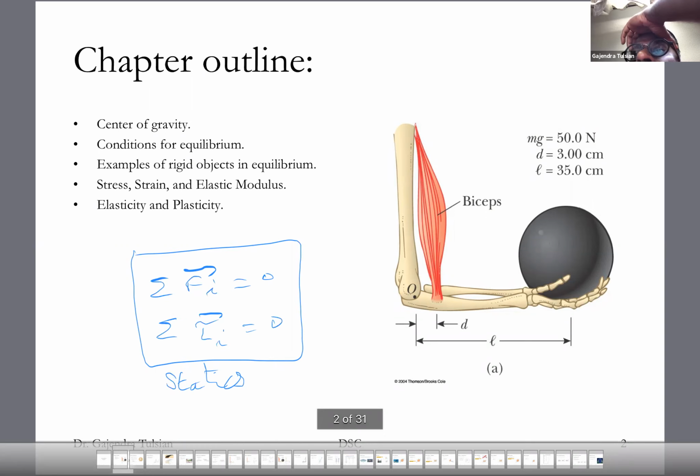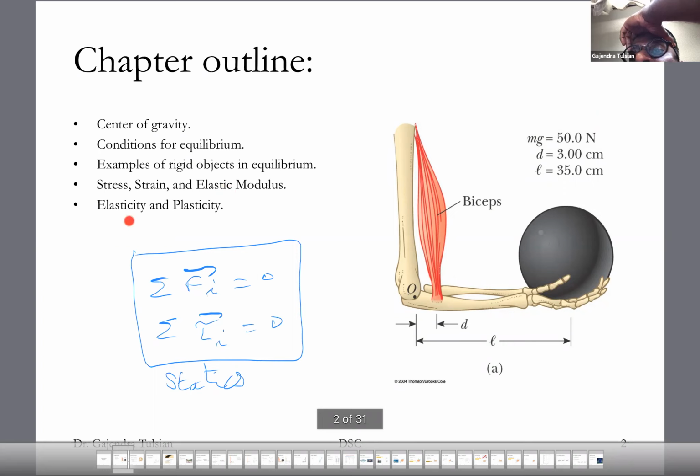And then we'll look at rigid bodies, objects in equilibrium, and then we talk about the elastic properties of materials. So we'll define stress, strain, and elastic moduli. The three different elastic moduli: Young's modulus, bulk modulus, and shear modulus. So we'll talk about those three moduli.